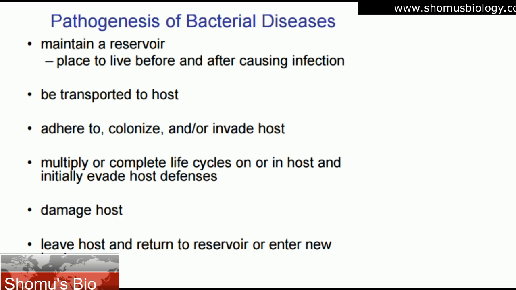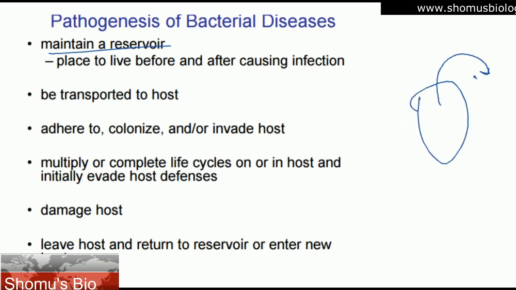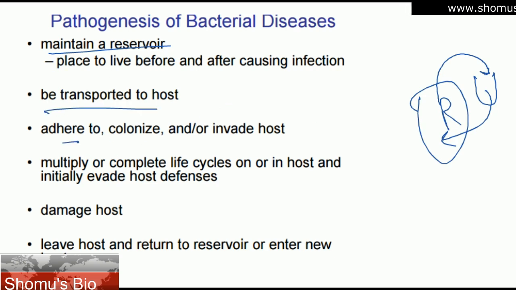For a bacterial disease, they maintain a reservoir. The reservoir is always maintained. They move from there to the host, causing the disease, and again come back to the reservoir. So they continue to maintain the reservoir as it is. So: maintain a reservoir, be transported to the host, adhere to, colonize or invade the host, multiply or complete the life cycle on or in the host, initially evade the host defenses, damage the host, and leave the host and return to the reservoir or enter a new host. That's the process.